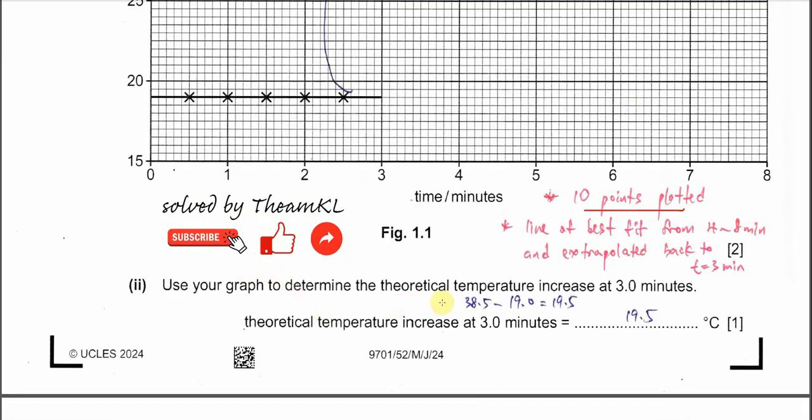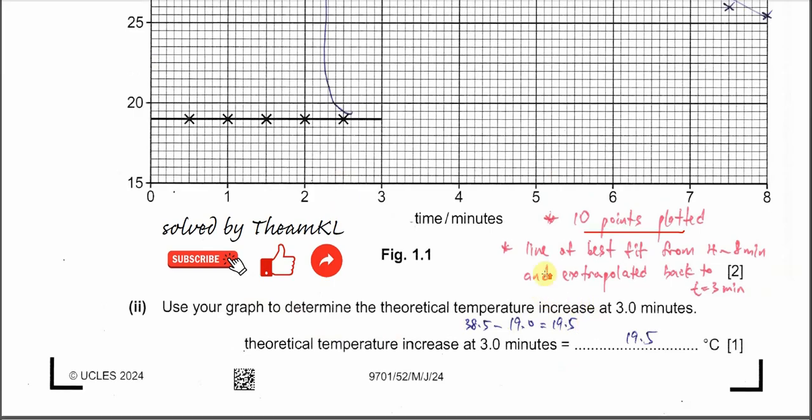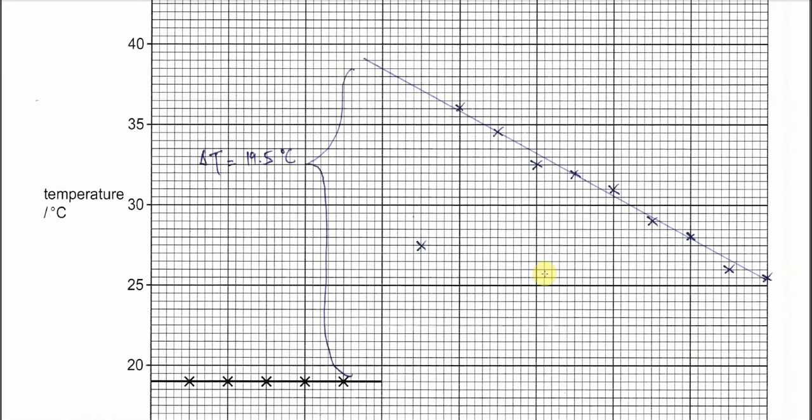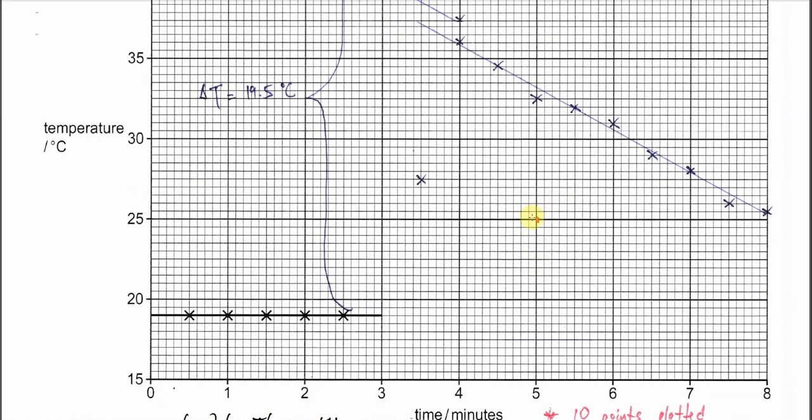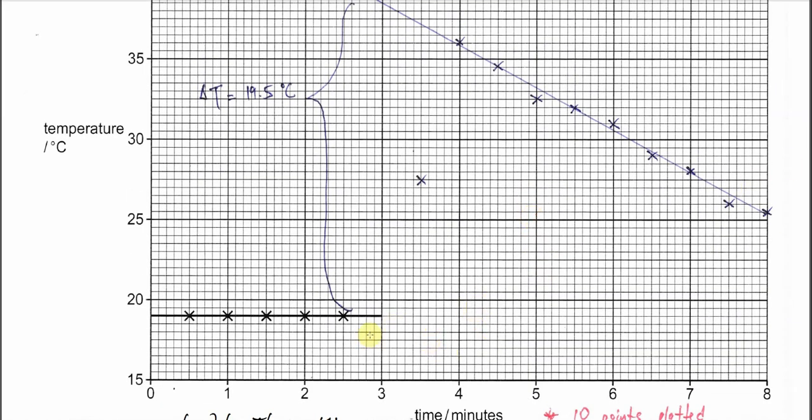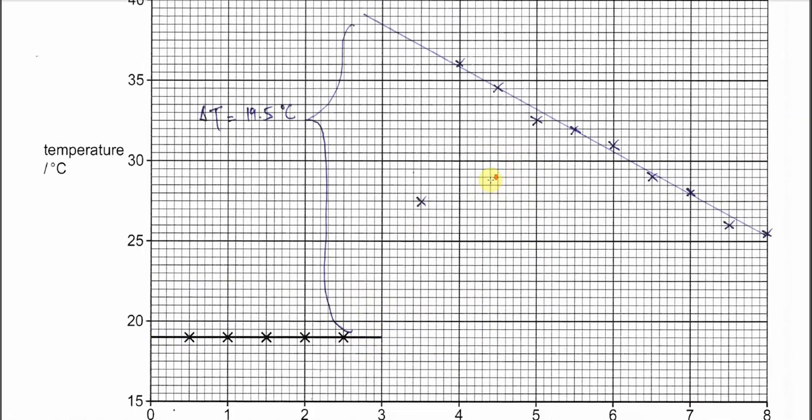Use your graph to determine the theoretical temperature increase at the 3rd minute. This one you must extrapolate. So this one is the 3rd minute. The first line is already extrapolated for you to the 3rd minute. Once you draw the best fit here, you need to extrapolate until the 3rd minute. From the difference between this point and this point, you can get the delta T.